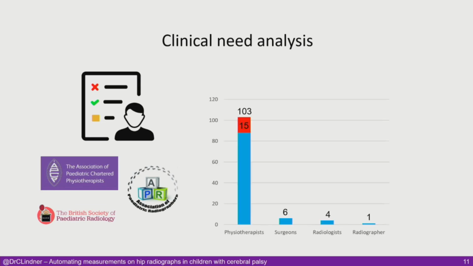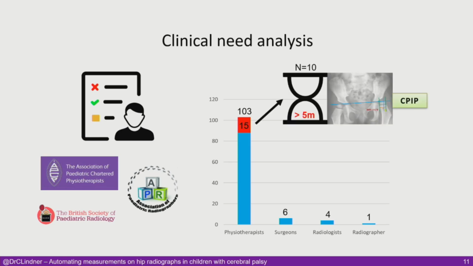In total, the survey was fully completed by 114 respondents, where 103 of them were physiotherapists, 6 were pediatric orthopedic surgeons, 4 were radiologists, and 1 radiographer. Out of the 103 physiotherapists, 15 reported that they were actively involved in measuring ramus migration percentage on children with cerebral palsy. And 10 of these 15 reported that it takes them more than 5 minutes to measure a single image. That doesn't include sending that data onto the CPIP database, so that's just the measurement.